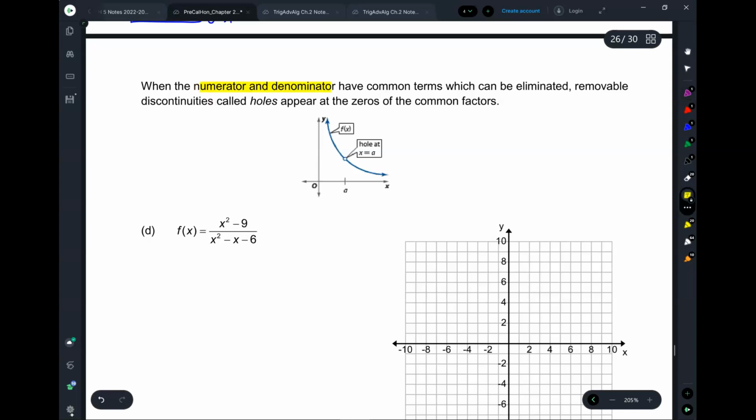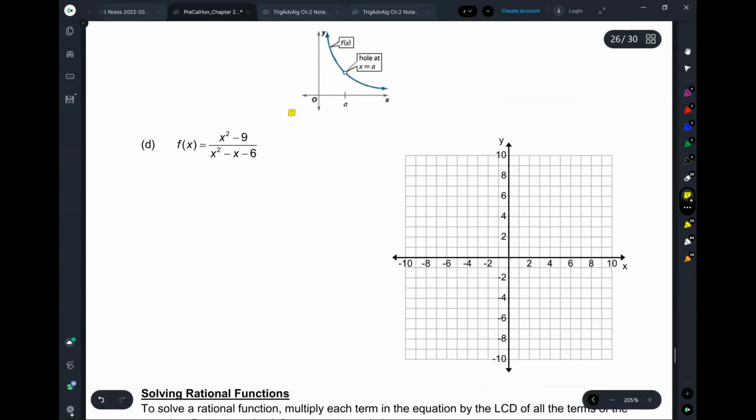When the numerator and denominator have common terms which can cancel, that's where we get removable discontinuities, which you guys did on the final as well. And that's where we get tiny holes in the graph. So let's do this one.